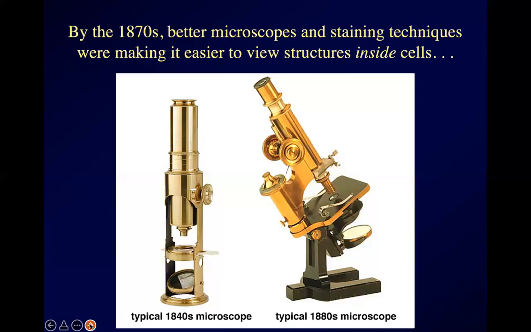But by about the 1870s, microscopes were in skilled hands pretty much as good as yours are, possibly better. And it was getting easier to observe cells and also to observe structures inside cells.